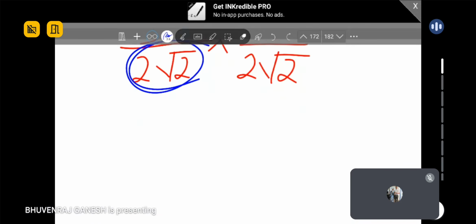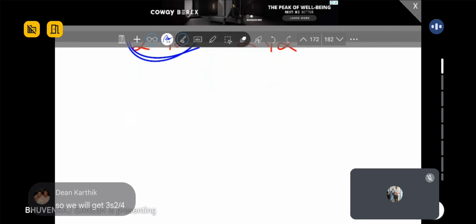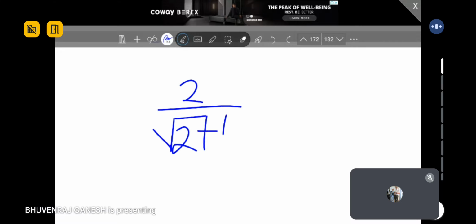Okay, all right. So now let's say I give you a different type of question. So maybe 2 over surd 2 plus 1. So guys, what is the conjugate surd here?